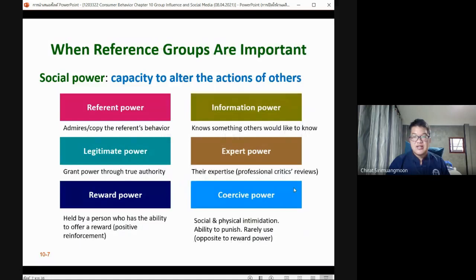Then as I mentioned before, some people have social power. In this case, social power is actually the ability to change the actions of others. So if you have this kind of power, you can make some people do or not do something. We have six types of social power.